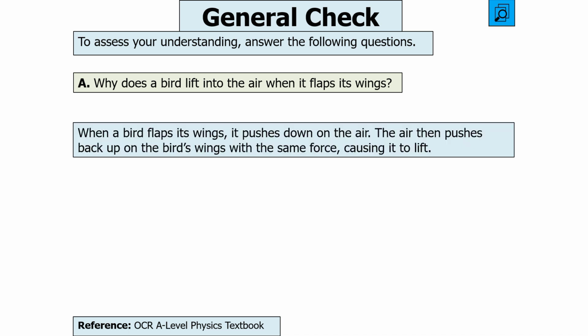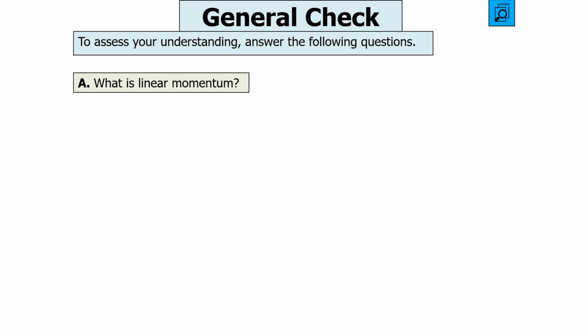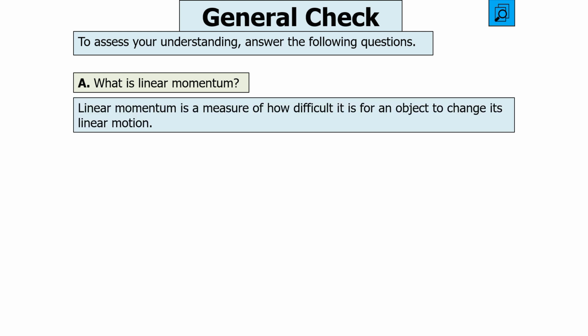When a bird flaps its wings, it pushes down on the air. The air then pushes back up on the bird's wings with the same force, causing it to lift. The next question says, what is linear momentum? So pause the video now, then unpause the video when you want to go through your answer. Linear momentum is a measure of how difficult it is for an object to change its linear motion.